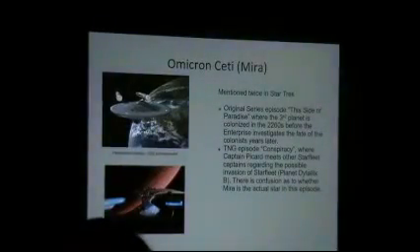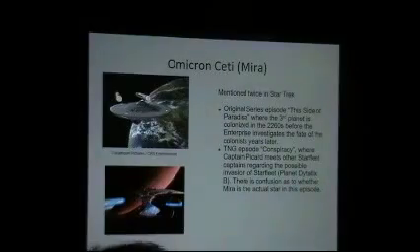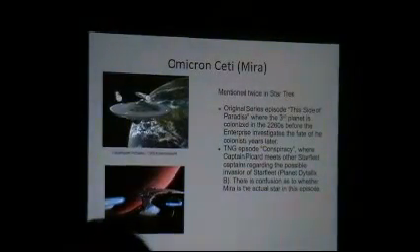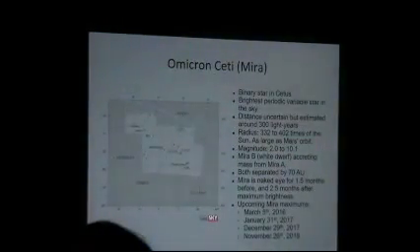Omicron Ceti, just next door. It's also known as Mira. It's featured in a couple of episodes of Star Trek, one of the original series that I want to finish. So Mira is about right here.